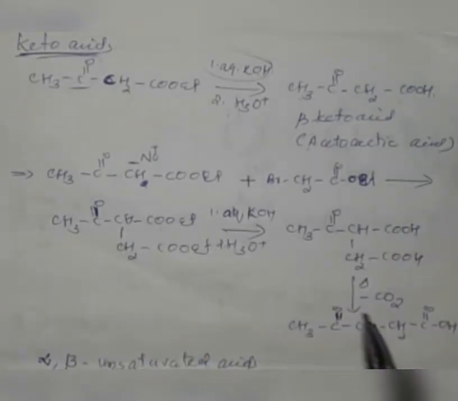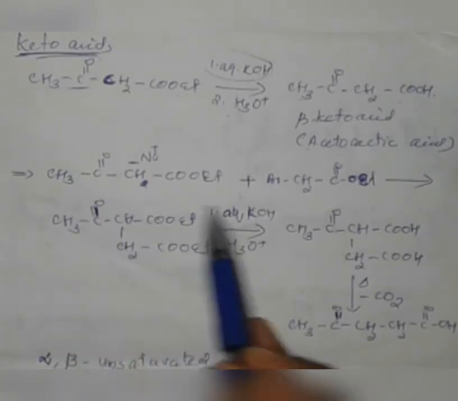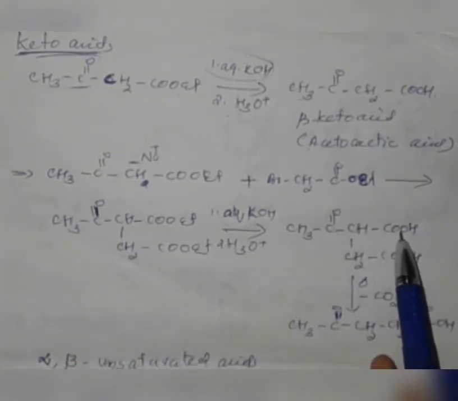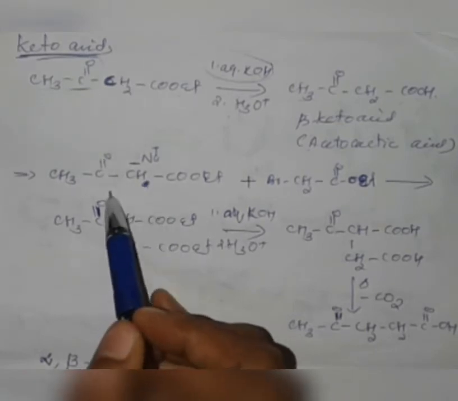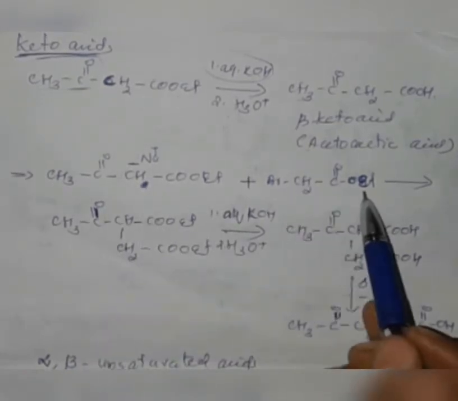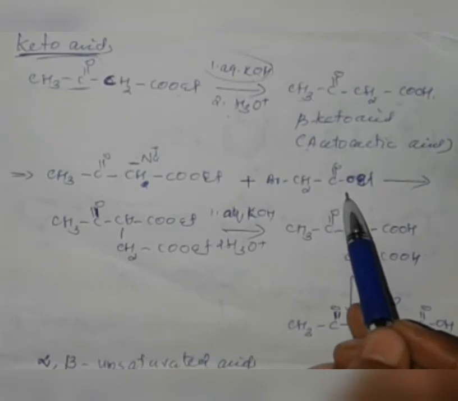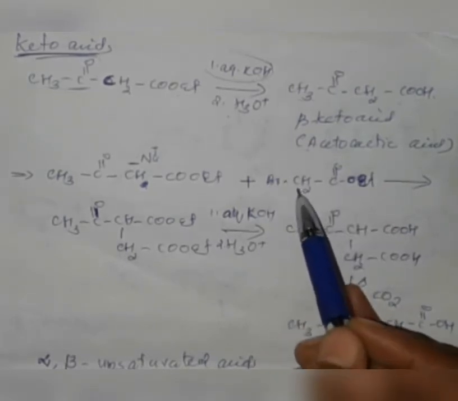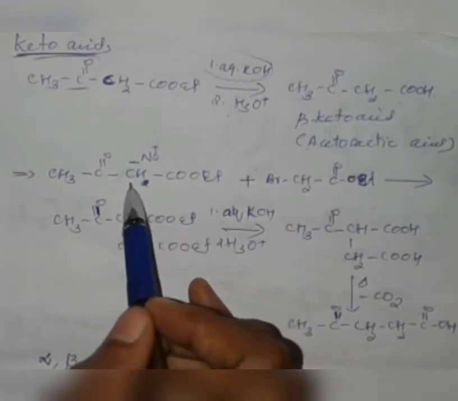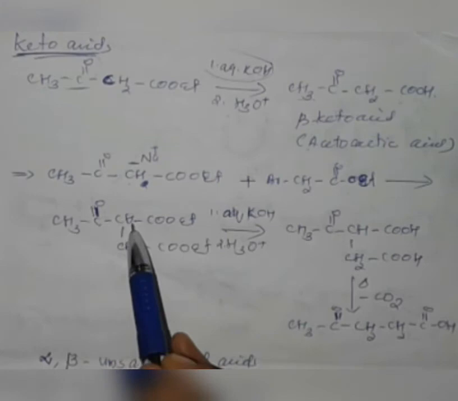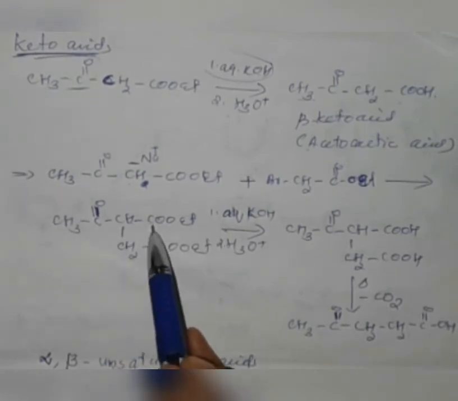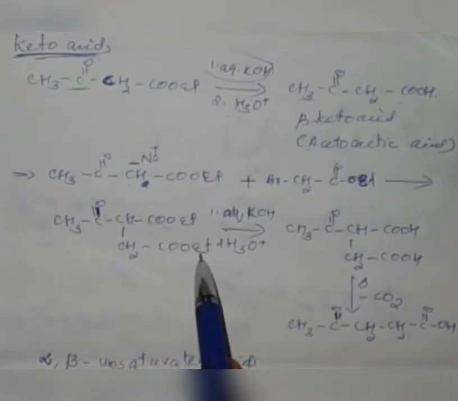The next synthesis is also a synthesis of keto acid. Here the sodium salt of ethyl acetoacetate is treated with ethyl bromoacetate, and the bromine is eliminated here. The CH2 is bonded to the methylene carbon of the EAA, and we get CH3C=O, CH, CH2, COOEt, COOEt.